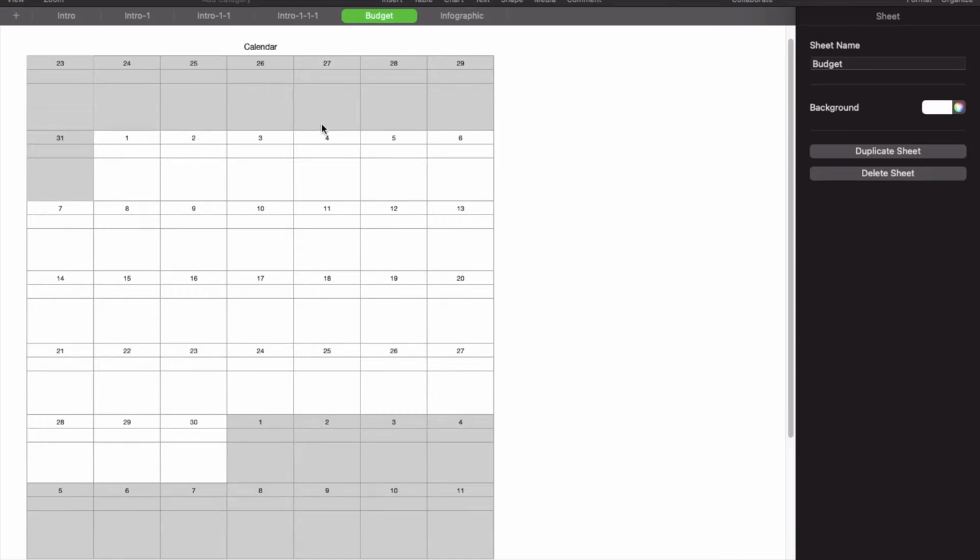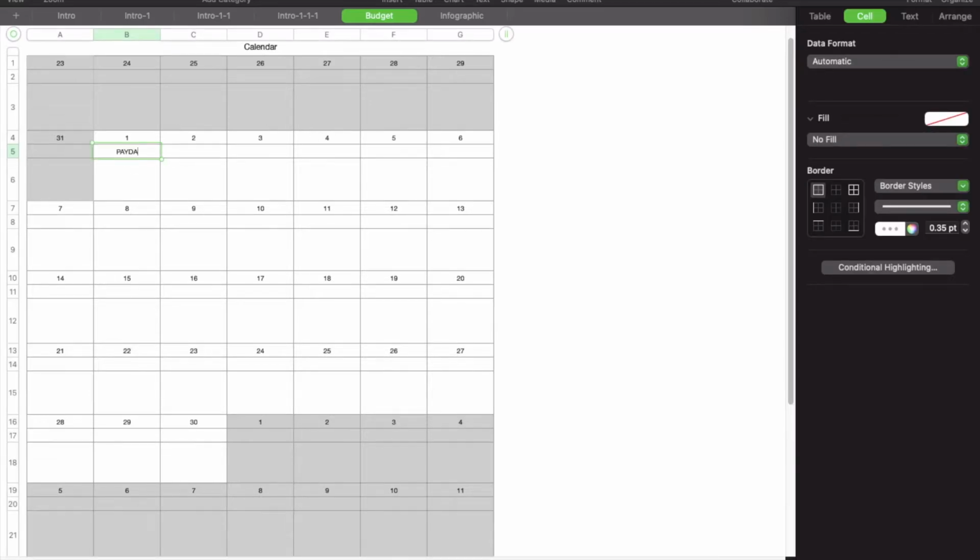Now that we've got our calendar, let's go ahead and fill it in. Let's say that this month you get paid on the 1st in the amount of $2,000. Then let's go ahead and say your first bill of the month is due the very next day. We'll say it's $200. Your second bill, it's due the next week. Let's say $50. And let's put a third bill in that same week for $100.